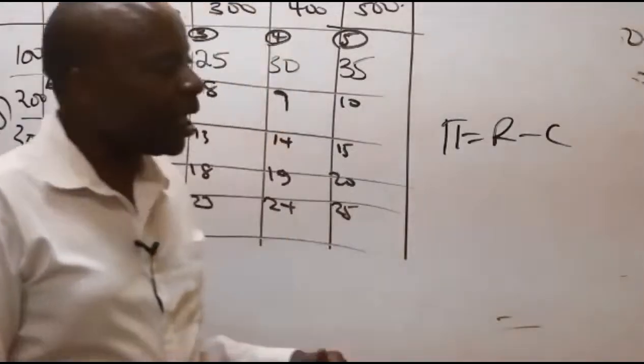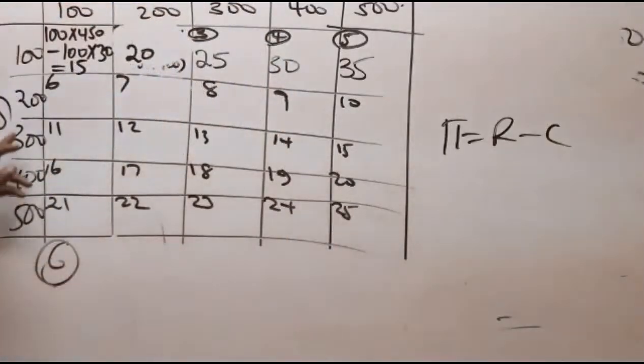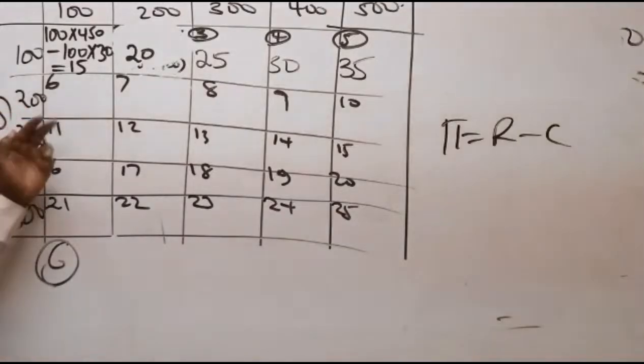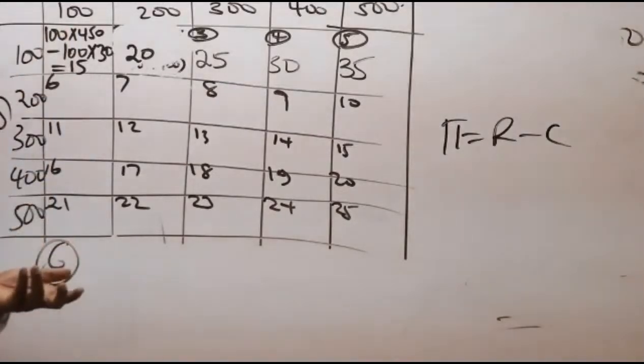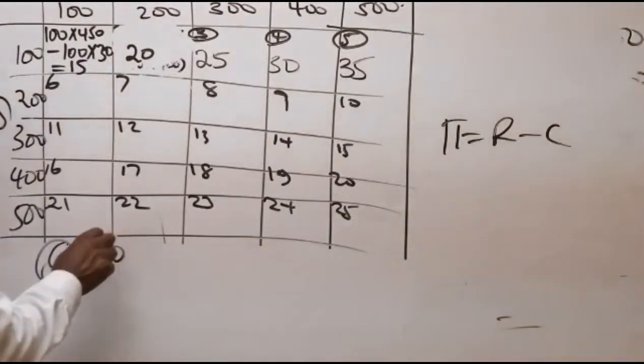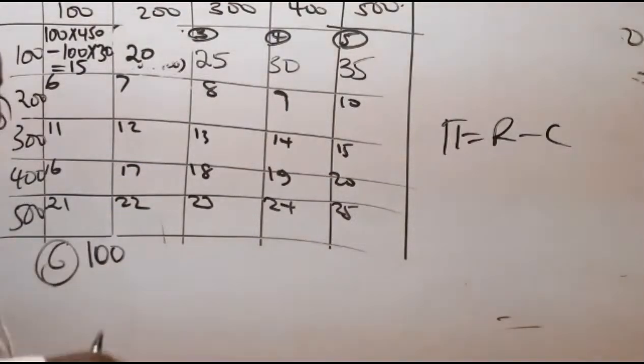In this scenario here, we have taken to the market 200 units, but how many have been demanded? Only 100. So in this case, we can only sell 100. When demand is low, you sell lower.